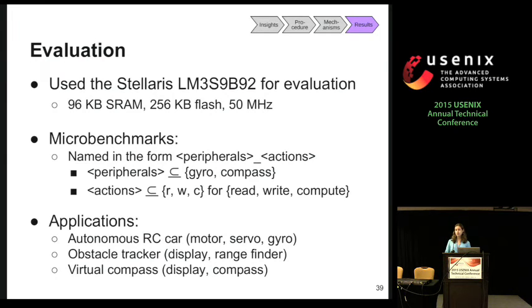For the evaluation, we used the Solaris LM3S9B892, which has 96 kilobytes of SRAM, of which we carved off a 64 kilobyte heap for the standard Python heap. And we used a series of micro benchmarks, which used two peripherals, a gyroscope and compass, and performed a combination of reads, writes, and computation in a loop. We also evaluated PHOENIX on 3 different realistic applications, which used a wider range of peripherals, varying from stateless to historical, and which also are representative of 3 different peripheral access patterns.